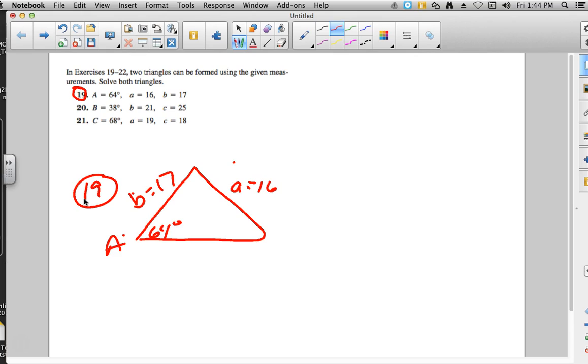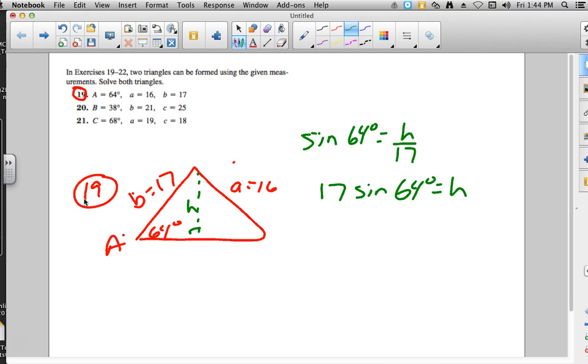Now, if we don't know that this has two triangles, here's what we do. We have to figure out the height. And to do that, we could just use some good old-fashioned trig and say the sine of 64 degrees equals h over 17. So 17 times the sine of 64 degrees equals h. And that would give us approximately 15.279 for the height.